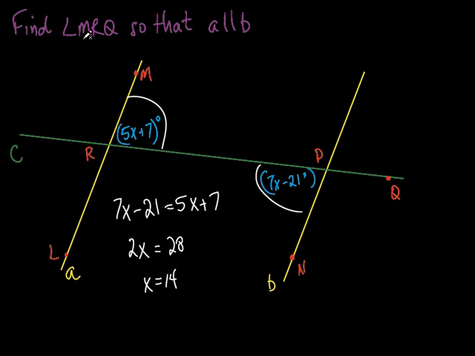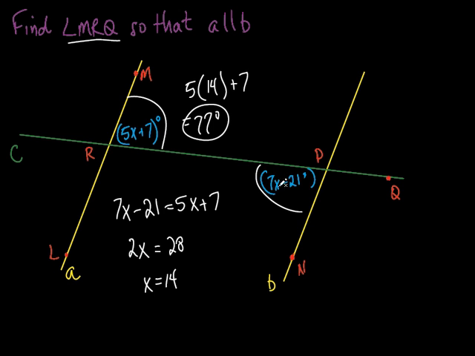You're not done because it says find what? Angle MRQ, which is this angle right there. So we just take this and we plug it in. So it's 5 times 14 plus 7. Let's see, 5 times 14 is 70, plus 7 is 77. All right, so that angle would be 77 degrees right there. So angle MRQ would be 77. Guess what this would be? Without even plugging the numbers in, guess what it would be? Sure, it'd be 77 because they're alternate interior angles.